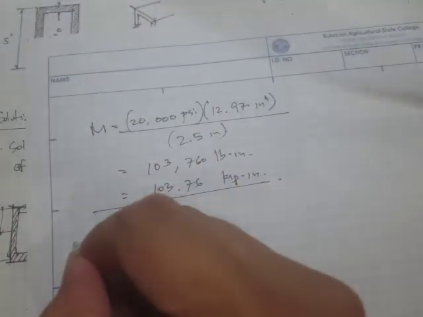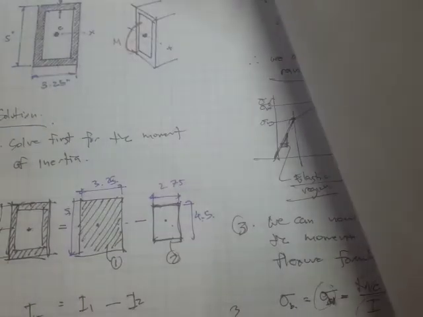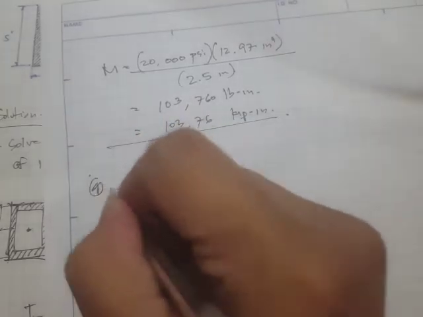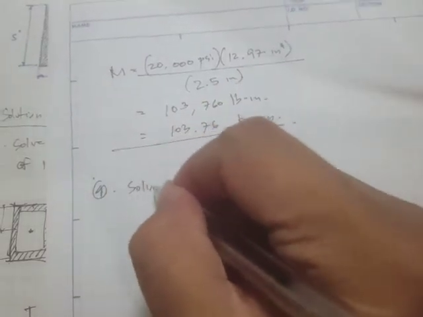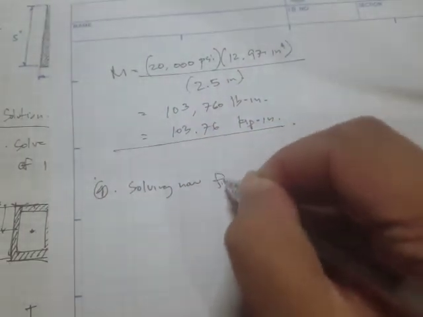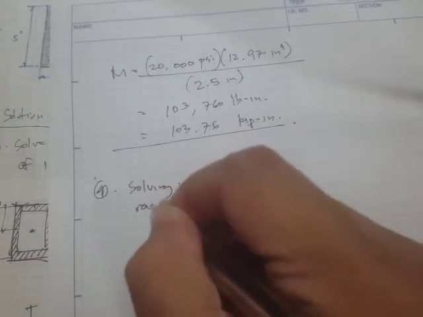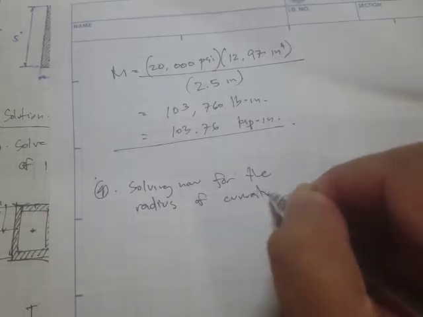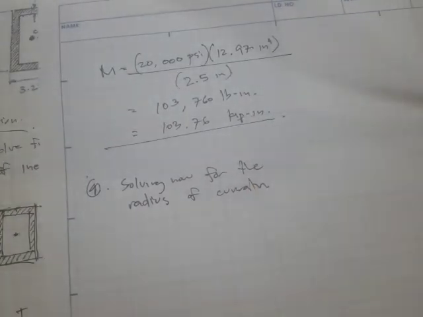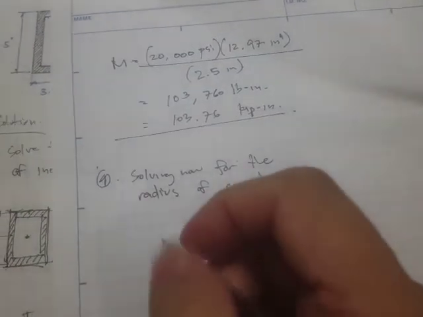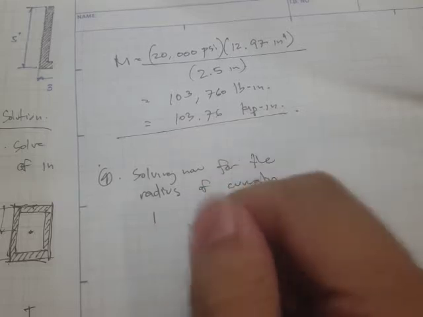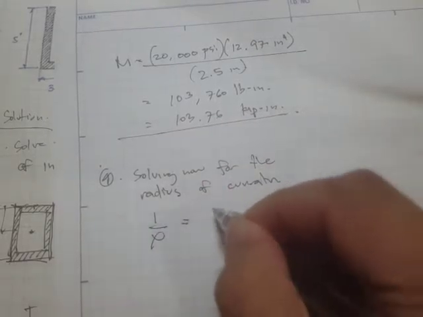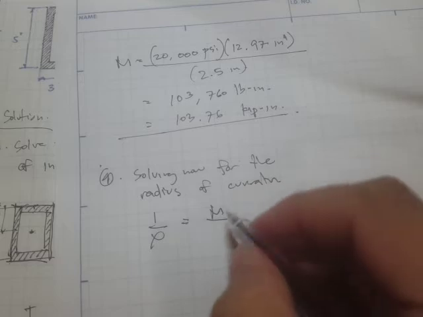Okay, now we're done with A, and let's solve for B. Now for letter B, we are solving for the radius of curvature, and we can solve this using the moment-curvature equation. This is just 1 over rho is equal to M over EI.